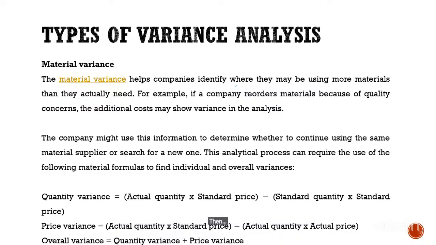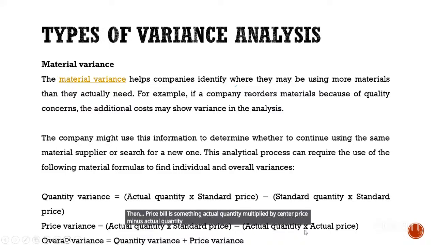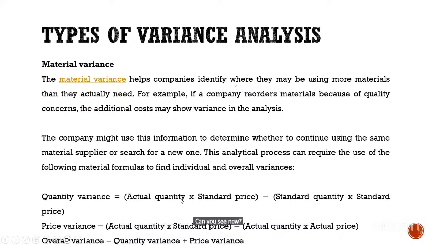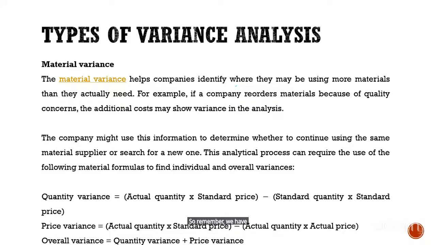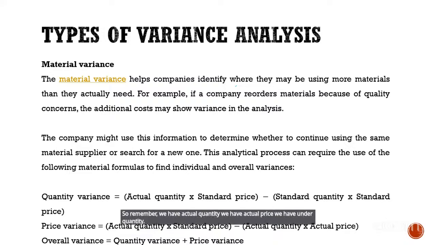Then price variance is actual quantity multiplied by standard price minus actual quantity multiplied by actual price. Can you see now? Talk about price variance. Look at the difference here. This is actual quantity multiplied by standard price. Standard quantity multiplied by standard price. Therefore, for price variance, we're multiplying the actual quantity by standard price and then actual quantity by the actual price. So remember, we have actual quantity, actual price, standard quantity, and standard price.